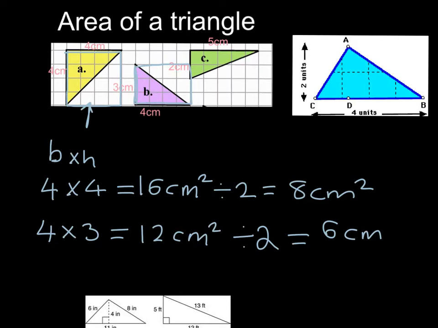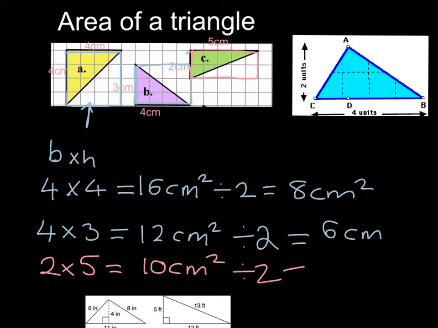And so on. Third one, we've got a rectangle 2 by 5. Count the squares, or 2 times 5 is 10 centimetres squared. That's for the area of the rectangle, half it, and you get 5 centimetres squared.